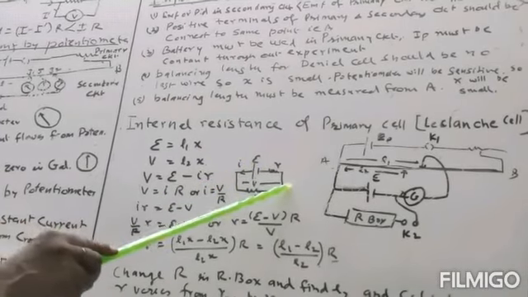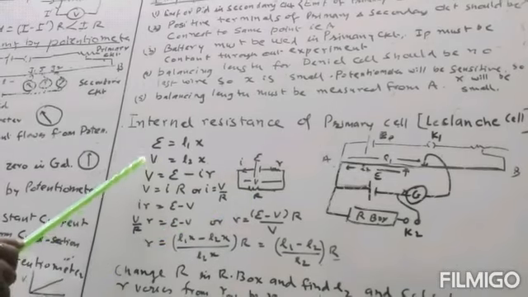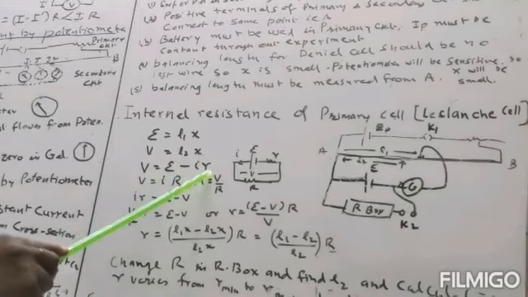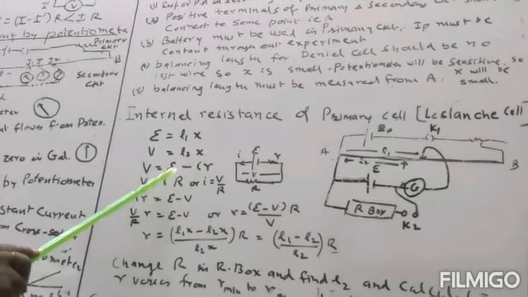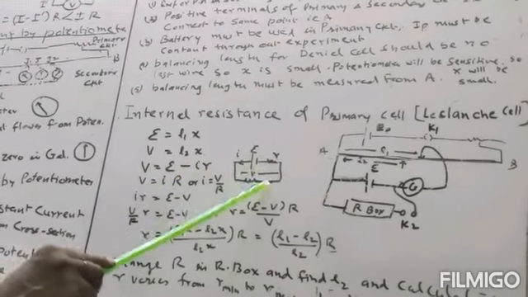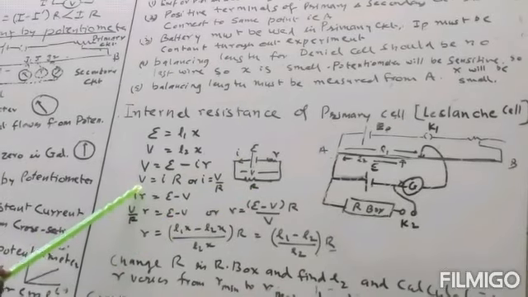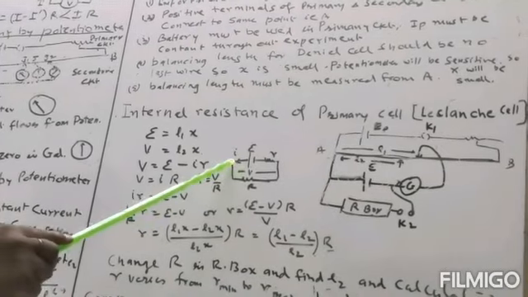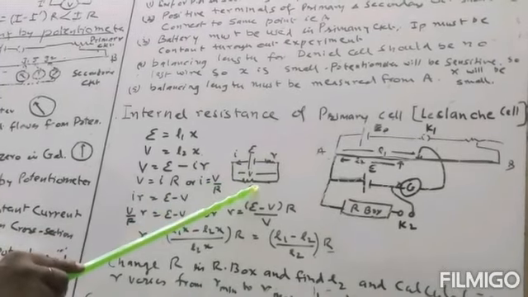The terminal voltage will be equal to V. So V will be equal to E minus Ir. The terminal voltage will be equal to E minus I into r. So V will be equal to I into R, because the current passing through is also I.